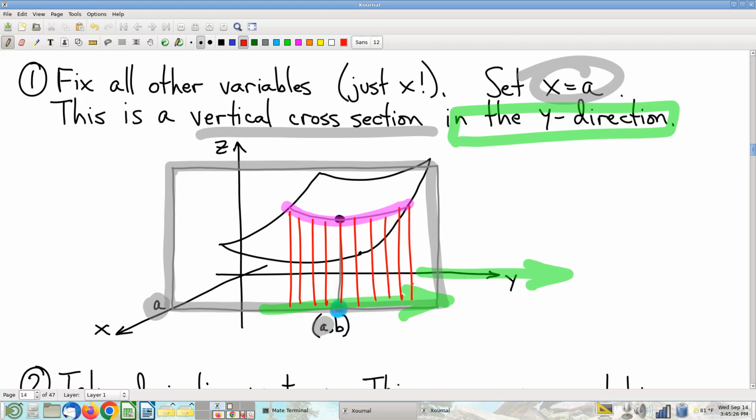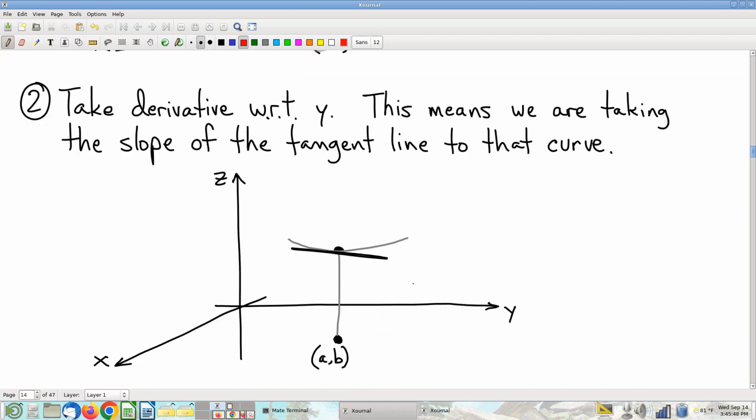And so I've got height being the value of the function and my variable y going in this perpendicular direction. That means that this purple curve is actually the graph of my new single variable function of just y. So I'm looking at a graph of a single variable function. All right, next step is to go ahead and take the regular old single variable derivative.